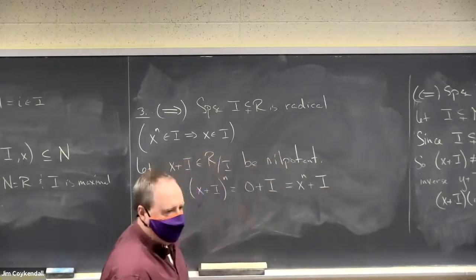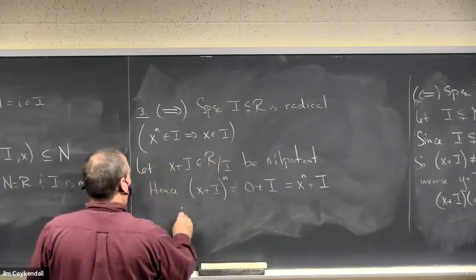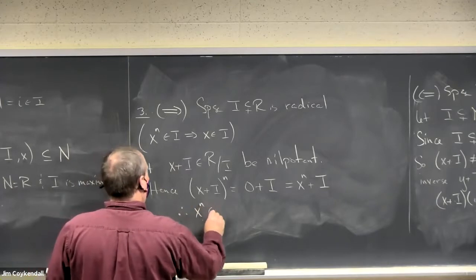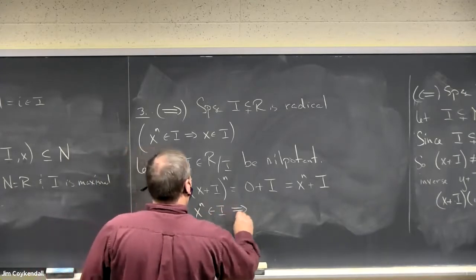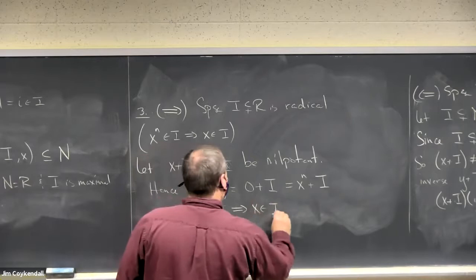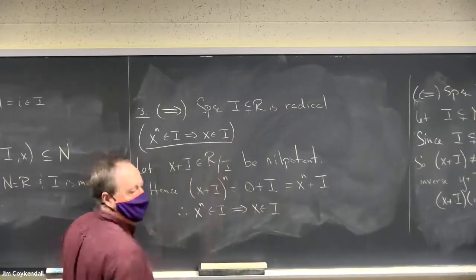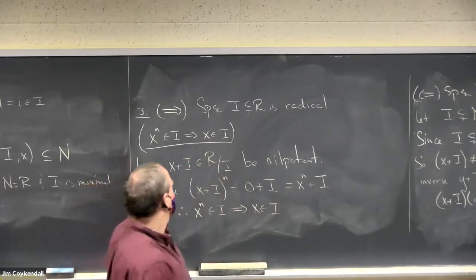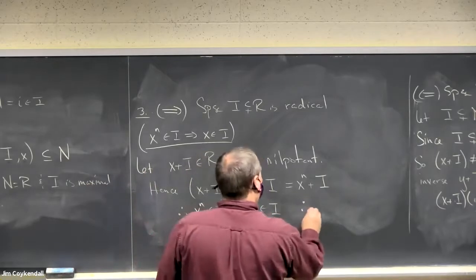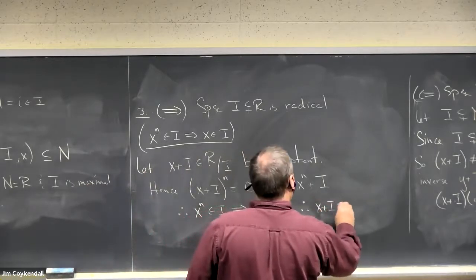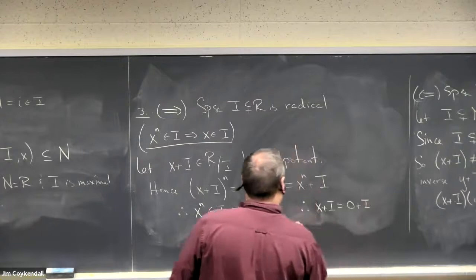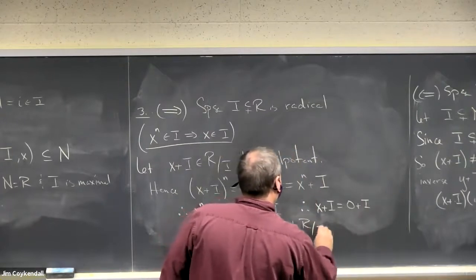And this is how you multiply. Therefore, x to the n is in I. This implies that x is in I, because we now use the radical part. Therefore, x plus I equals 0 plus I in R mod I.